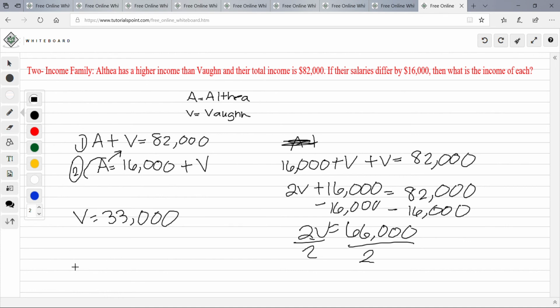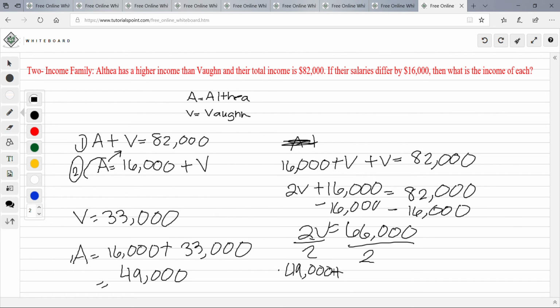Now what would be Altia's? The equation for Altia is 16,000 plus V. So it would be 16,000 plus V, which we know is 33,000. So your total for Altia is 49,000. And if you add 49,000 plus 33,000, it should equal 82,000. So that's how we know it's checked. It's true. And yes, 49,000 plus 33,000 equals 82,000. So we know our answer is true.